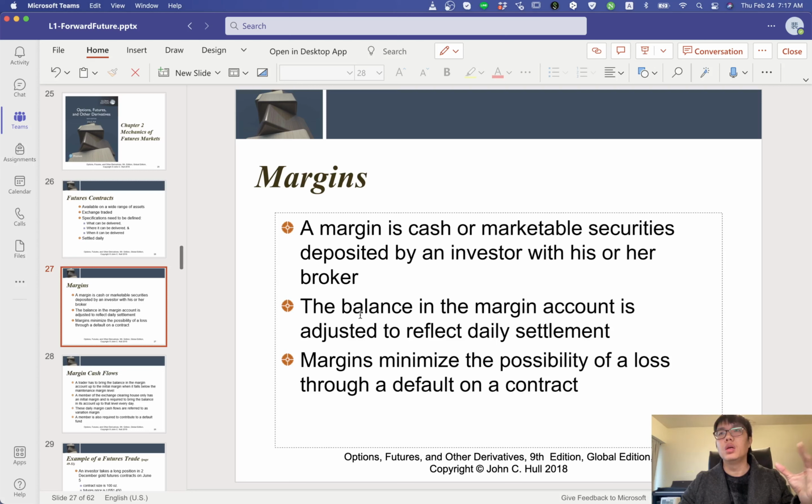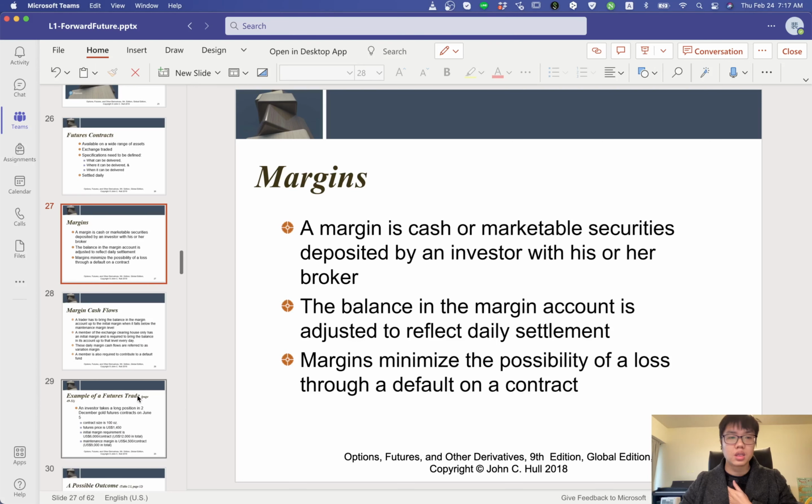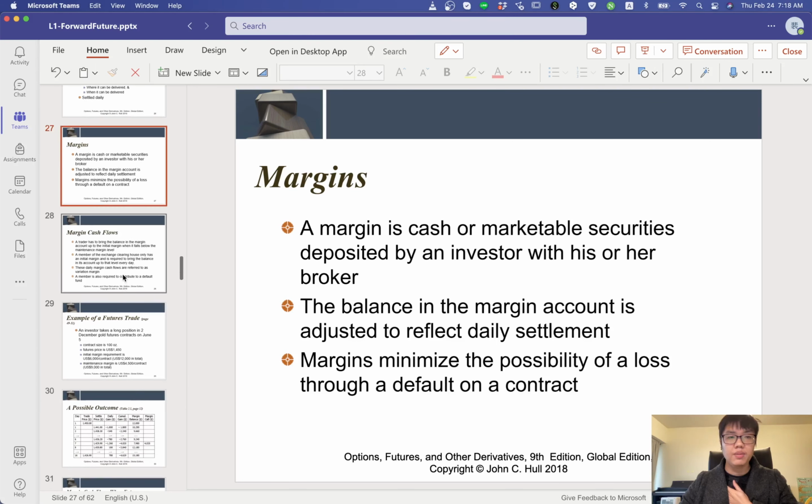And it's very important to mitigate the default risk of one side. So what is a default? It means that one of the two positions in the contract defaults, they cannot fulfill it, they cannot pay the loss. So to minimize the default risk, the exchange and the futures market require you to have the margin account. So let me give you one example to understand margin accounts.